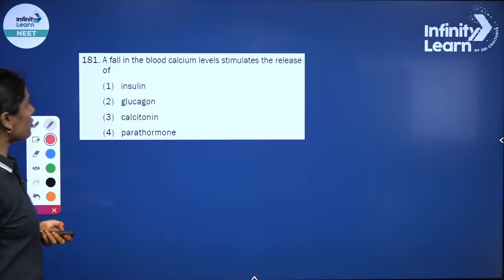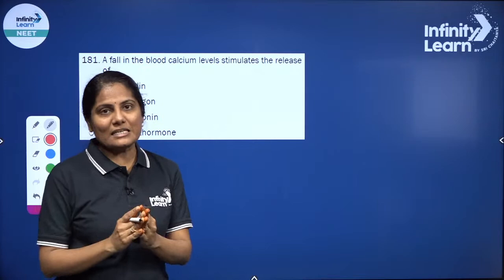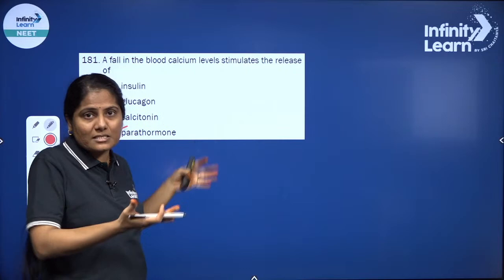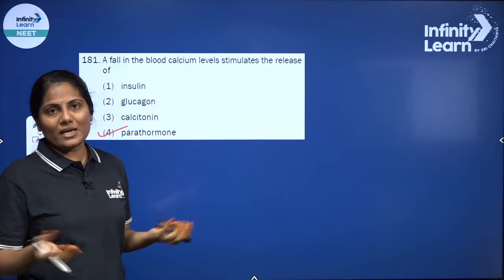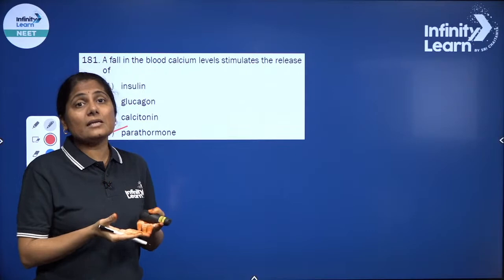A fall in the blood calcium level stimulates the release of... Previously itself, I gave away this answer. Calcium homeostasis is maintained by TCT and PTH, right? So parathormone is the one that comes into the picture when there is a fall in blood calcium level. It tries to bring up the calcium levels in many different ways: absorption from the intestine and resorption from the bones. So these are different ways where the calcium levels are being increased in the blood. They are again decreased when it comes to the TCT.